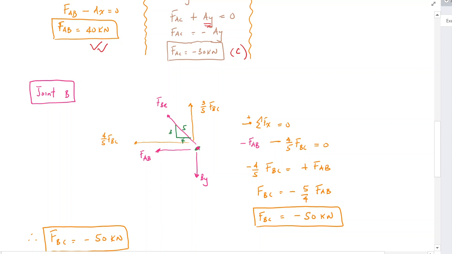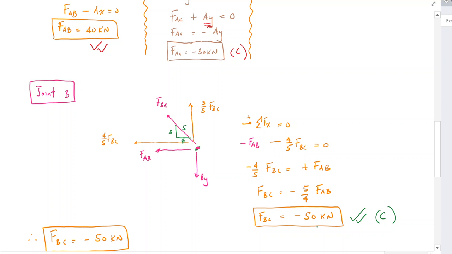And then we know that our force BC has both the X and Y components. All I did was split it up into the X and Y components. And then I just took the sum of the forces in the X direction, which gave me negative 50 kilonewtons, which tells me that that particular bar is in compression.